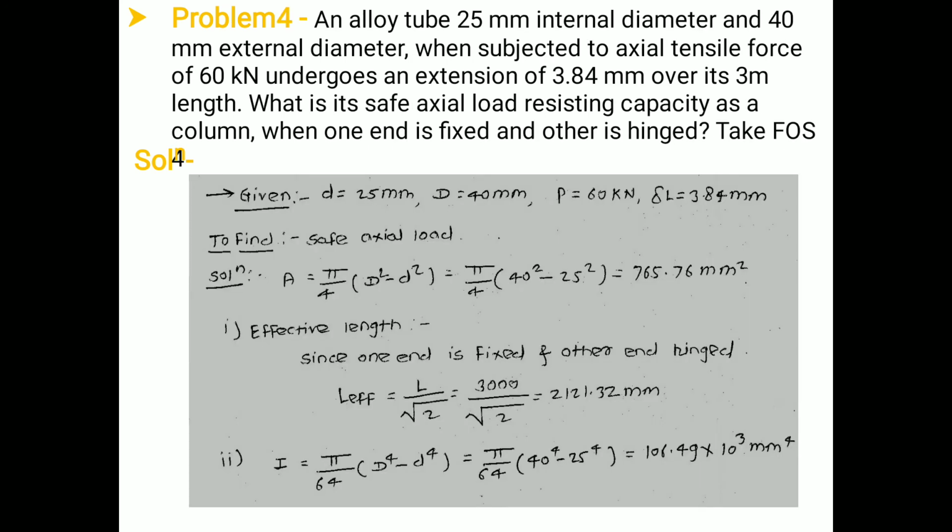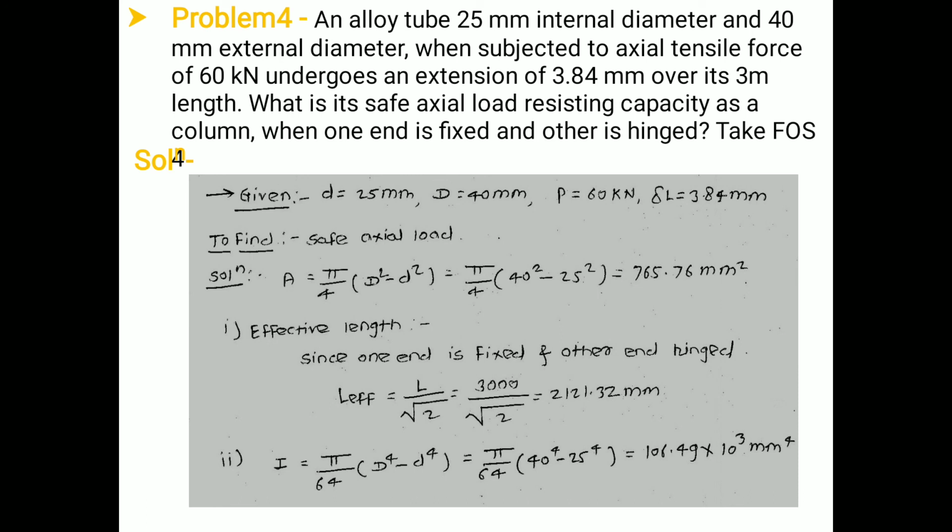Now we will move to the next numerical, and the problem statement is as follows. An alloy tube 25 mm internal diameter and 40 mm external diameter, when subjected to an axial tensile force of 60 kN, undergoes an extension of 3.84 mm over its 3 meter length. What is its safe axial load resisting capacity as a column when one end is fixed and the other is hinged? Take factor of safety equal to 4.